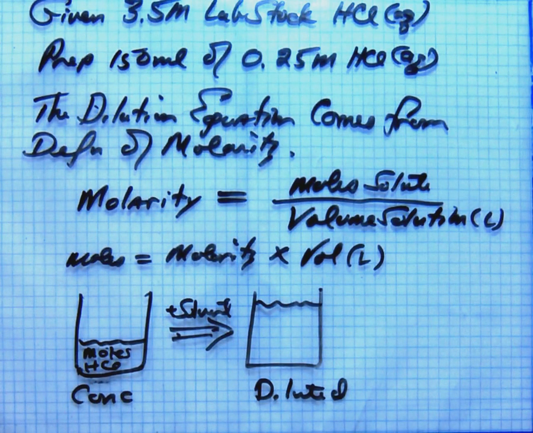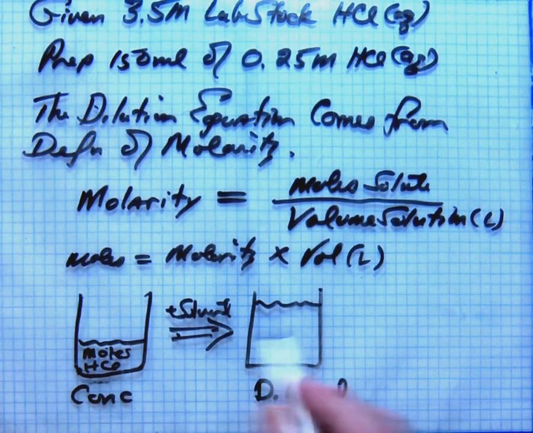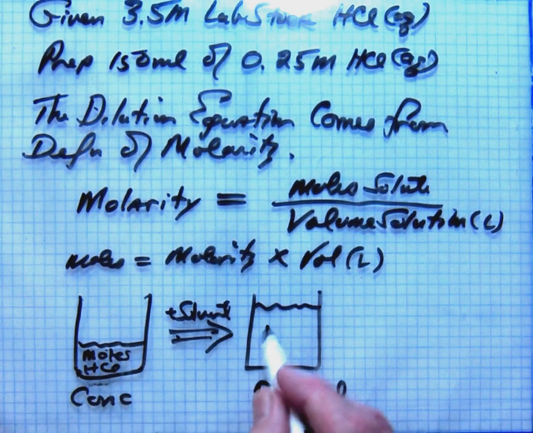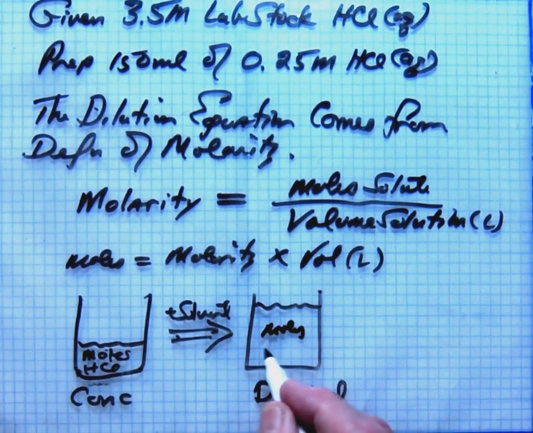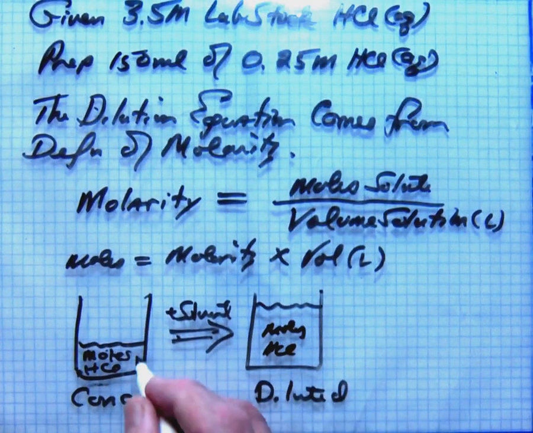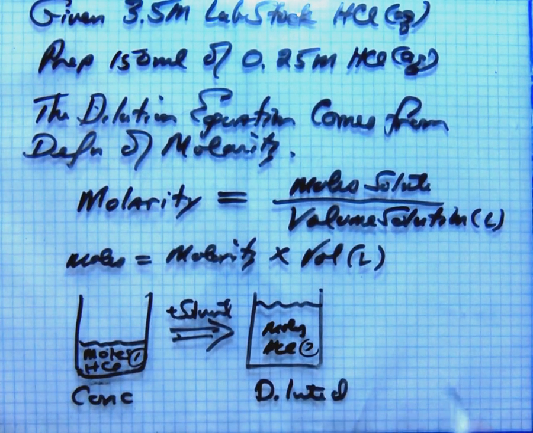When I pour the water on top of it, do I still have the same number of moles in beaker number 2? Now listen to what I'm saying. Do I still have the same number of moles in beaker number 2? Yes. So the moles in 1 and 2 are equal.